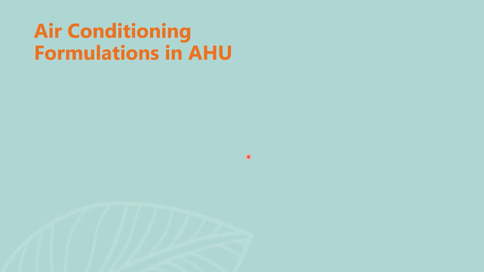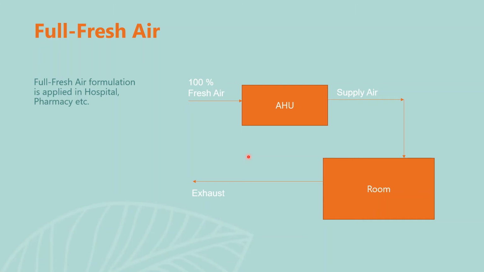Now we're going to talk about air conditioning formulation in the air handling unit. There are three air conditioning formulations in the air handling unit system. The first is full fresh air, the second is full return air, and the last one is mixing air. Here is the schematic diagram of the full fresh air formulation. The full fresh air formulation is applied in hospitals, pharmacies, etc.